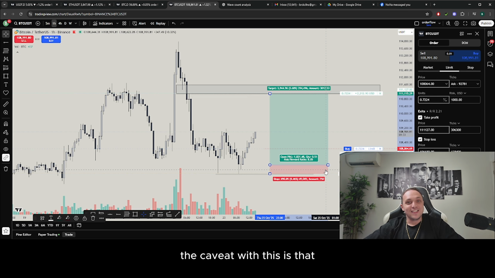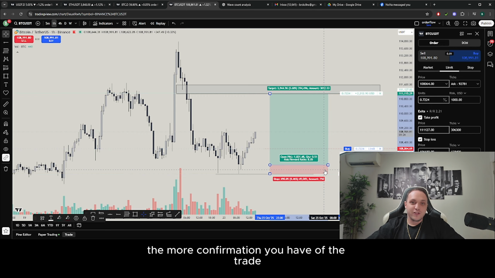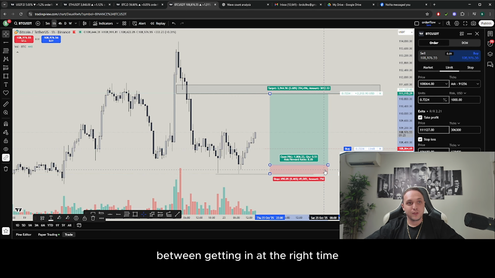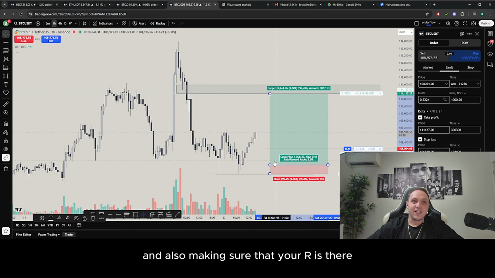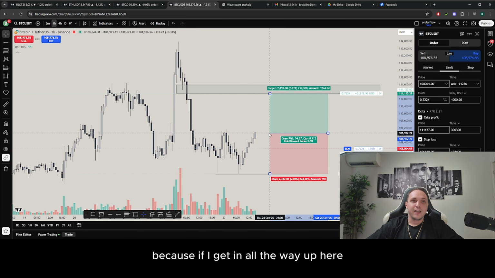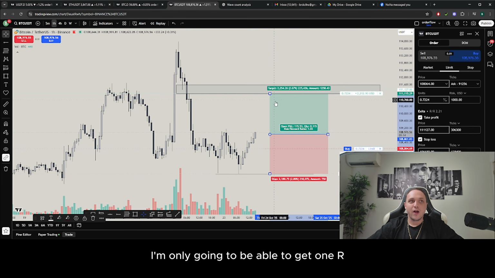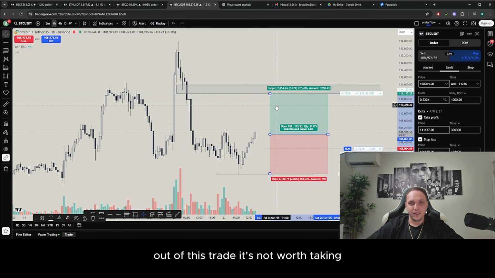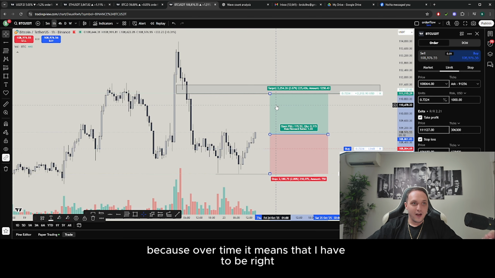The caveat with this is that the longer this trade plays out, the more you see price action, the more confirmation you have of the trade. So you need to find a balance between getting in at the right time when there is enough confirmation, and also making sure that your R is there. Because if I get in all the way up here, I'm only going to be able to get 1 R out of this trade. It's not worth taking, because over time it means that I have to be right more than 50% of the time. And trading isn't about being right all the time.